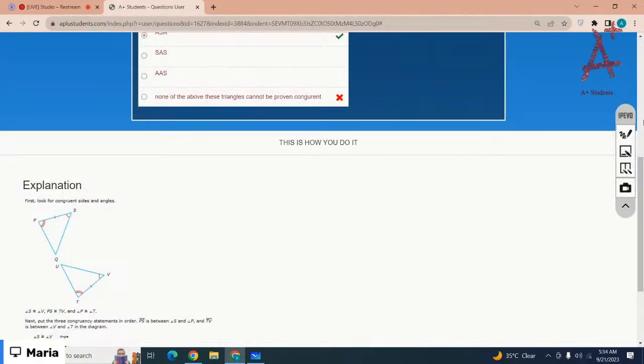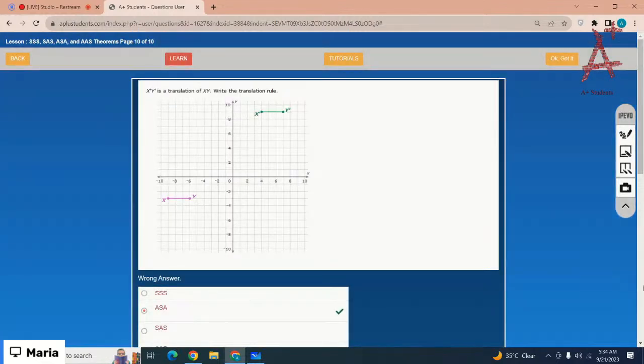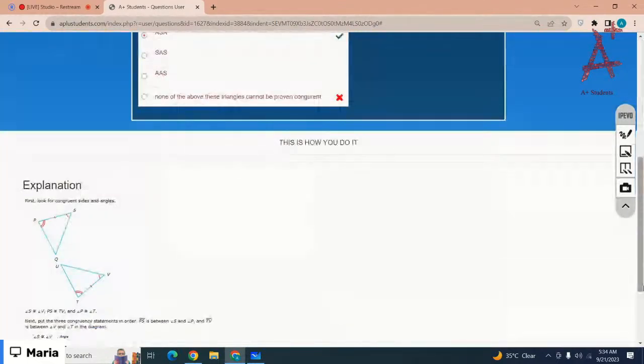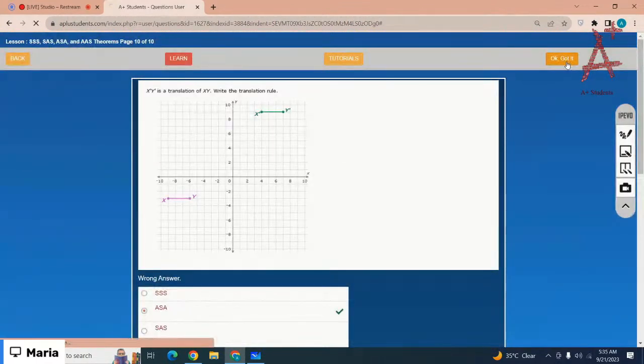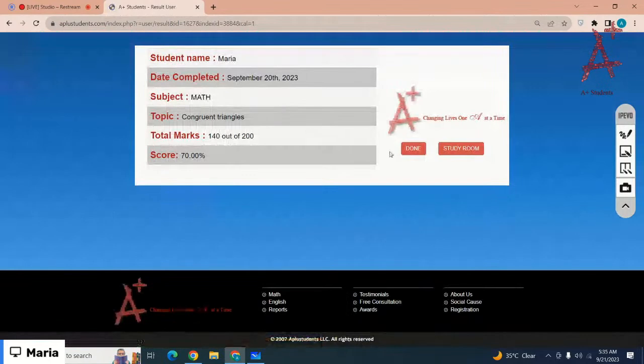You can see here the graph and here the explanation. Wow, amazing. Okay, we are done with the lesson.